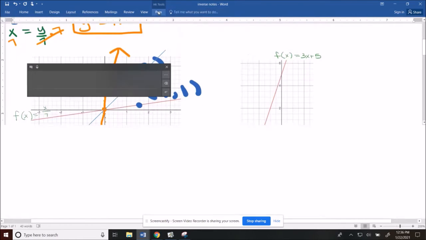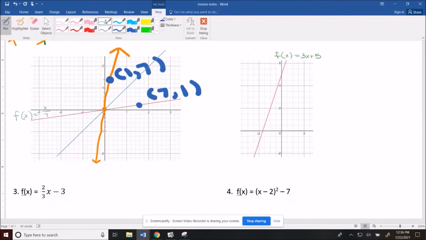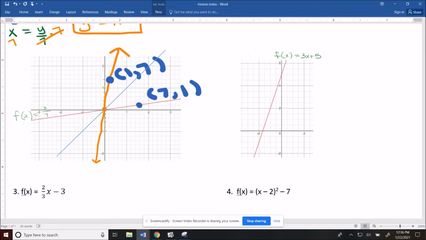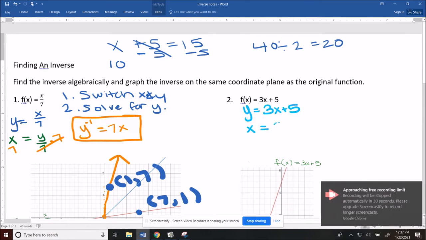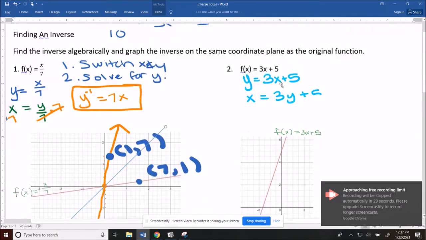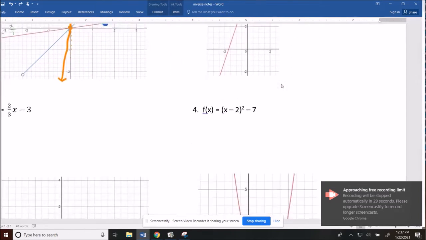So let's go over here. Step 1 is I'm going to switch the x with the y. Well, I don't have a y yet, so I've got to put it there. And now I switch them. X equals 3y plus 5. Whoa, that was crazy.